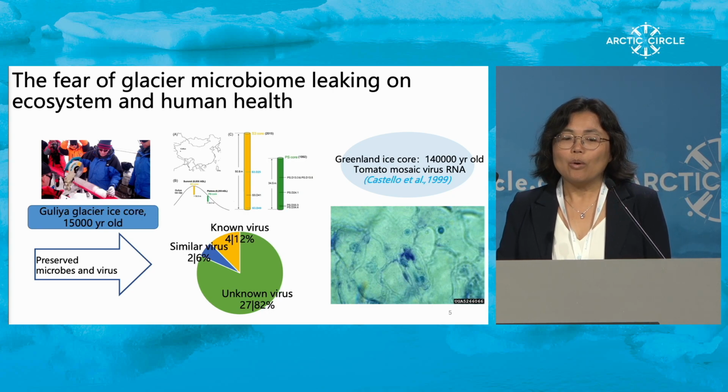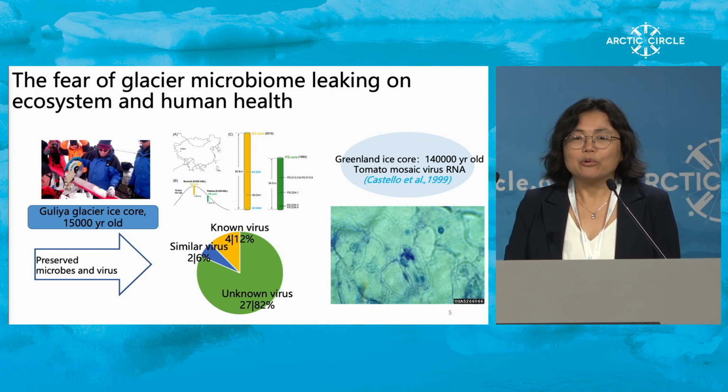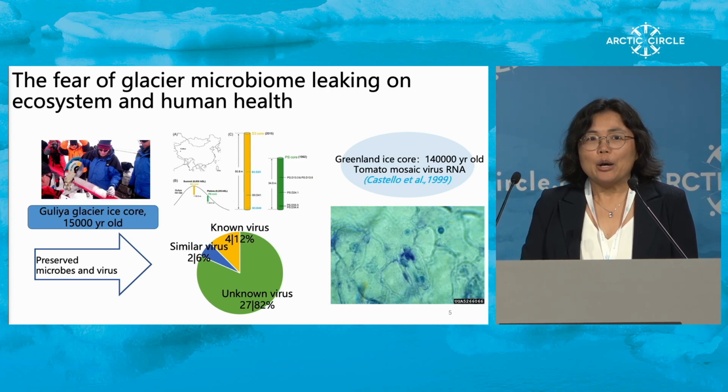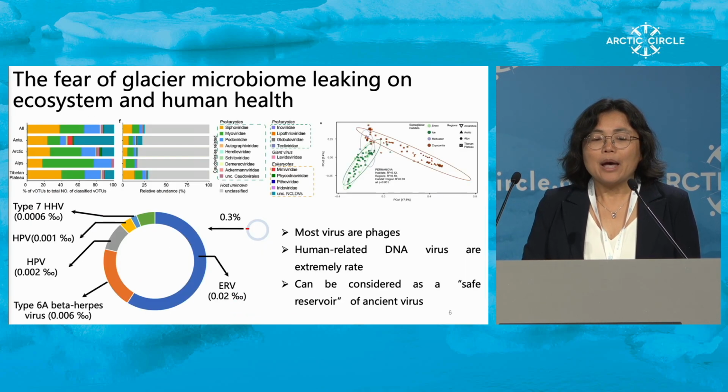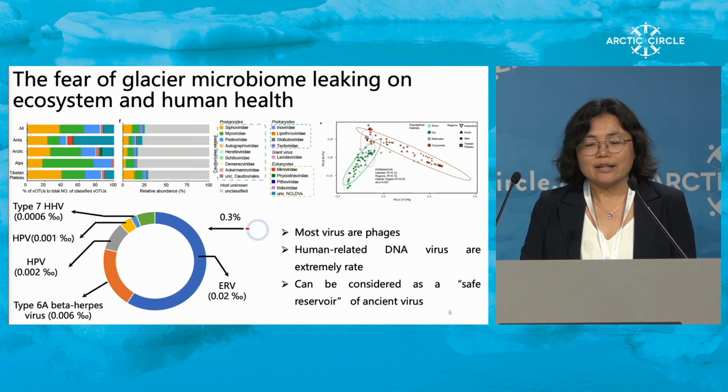Another fear about glacial microbes is that ancient microbes could be released into modern society, because unknown virus sequences and tomato mosaic virus RNA have been found in ancient ice cores. But our work finds 10,000 viruses in modern glaciers. Most of the viruses are phages, and human-related DNA viruses are extremely rare. So we can see the glacier as a safe reservoir of ancient viruses.